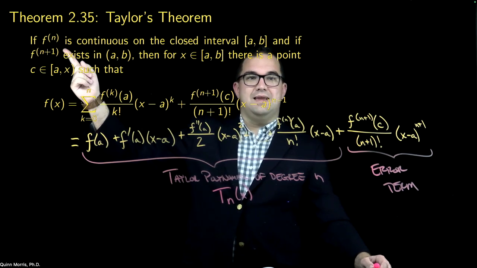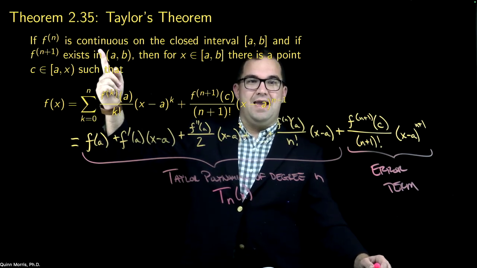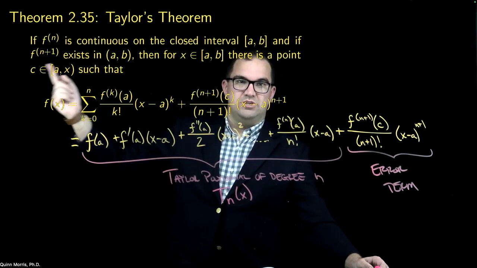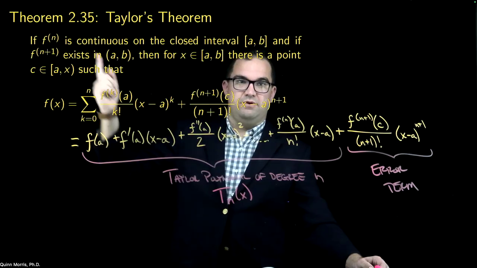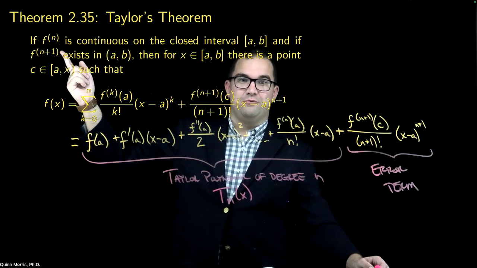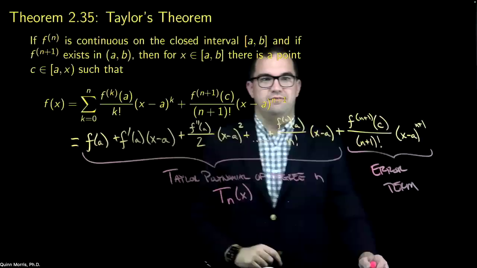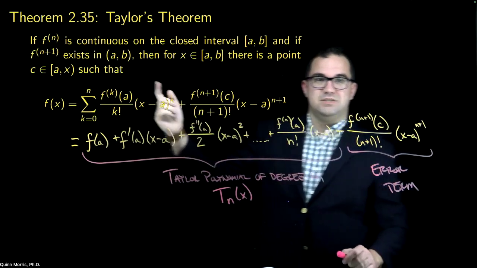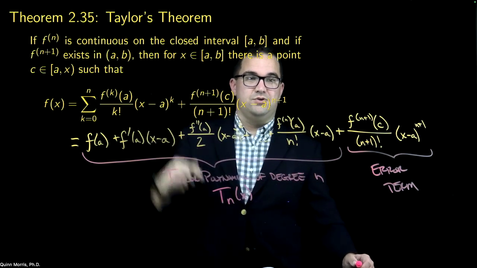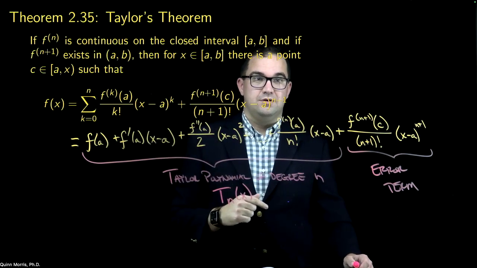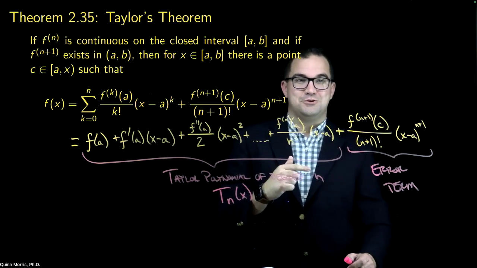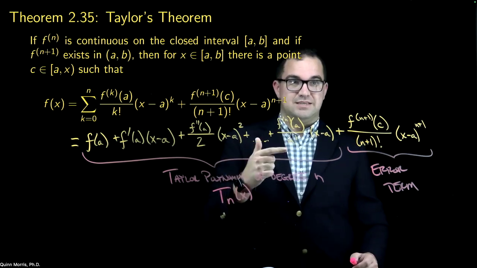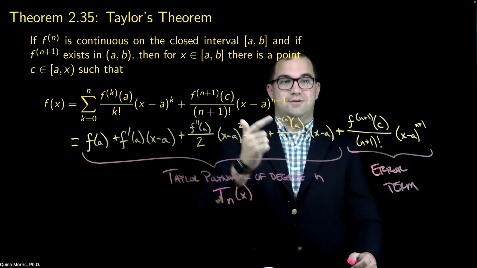Said another way, the nth derivative is continuous on the closed interval and differentiable on the open interval. We just rephrase the nth derivative being differentiable as saying the n plus first derivative exists. Notice also there's a sequence of implications. Since the nth derivative is continuous, that means the n minus first derivative of f is differentiable. Similarly with the n minus second and n minus third, and all the way down to the first derivative.